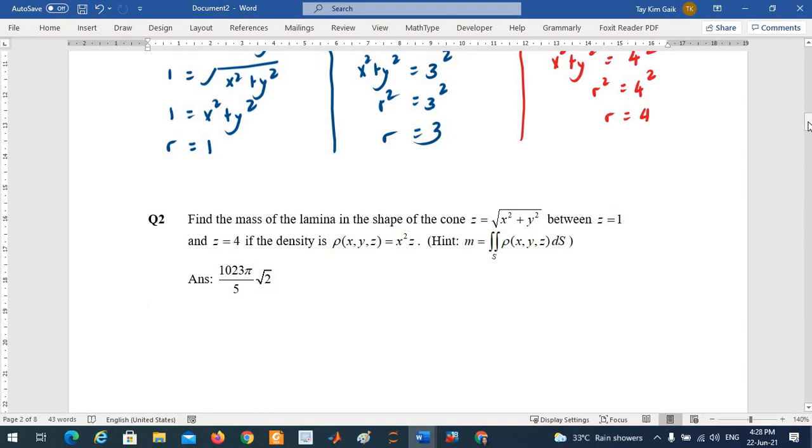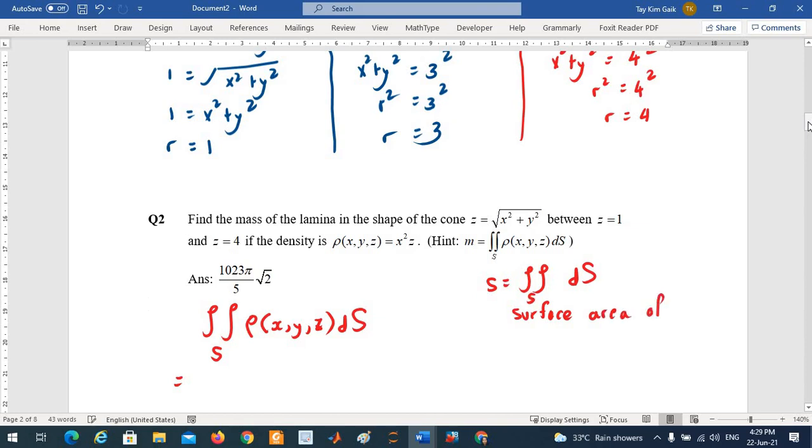The mass of the lamina is given by the double integral, the surface integral of the density function, d capital S across the surface S. Because if rho xyz is 1, or the integrand here is 1, then this stands for the surface area of the surface S. So if the integrand is 1, this surface integral represents the surface area of the surface S. So you have the area times the density. That's why you get the mass of the lamina.